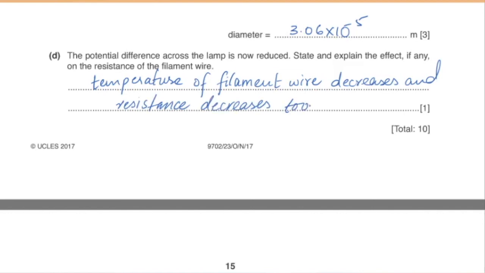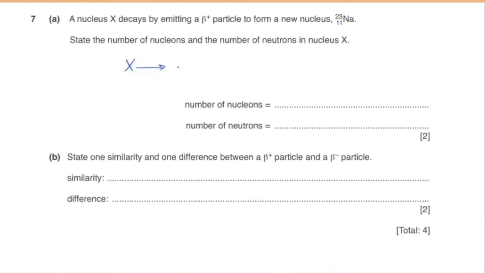Question number 7, part A. Nucleus X decays by emitting a beta plus particle. So here is X. Beta plus particle has a nucleon number of 0 and a +1 charge, to form a nucleus Na. So Na has 23 and 11. State the number of nucleons and the number of neutrons in nucleus X. So this will have 23 over here and 12 over here.